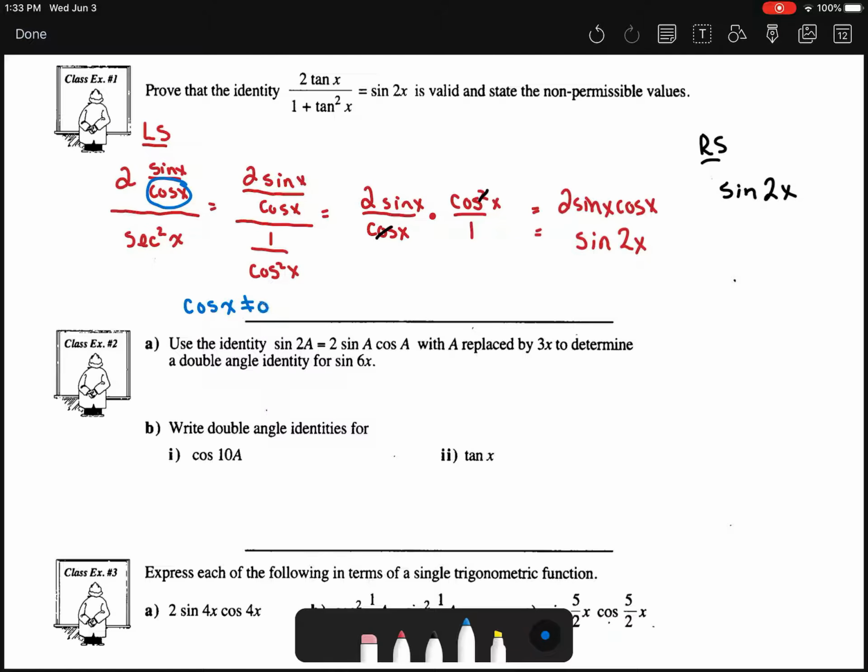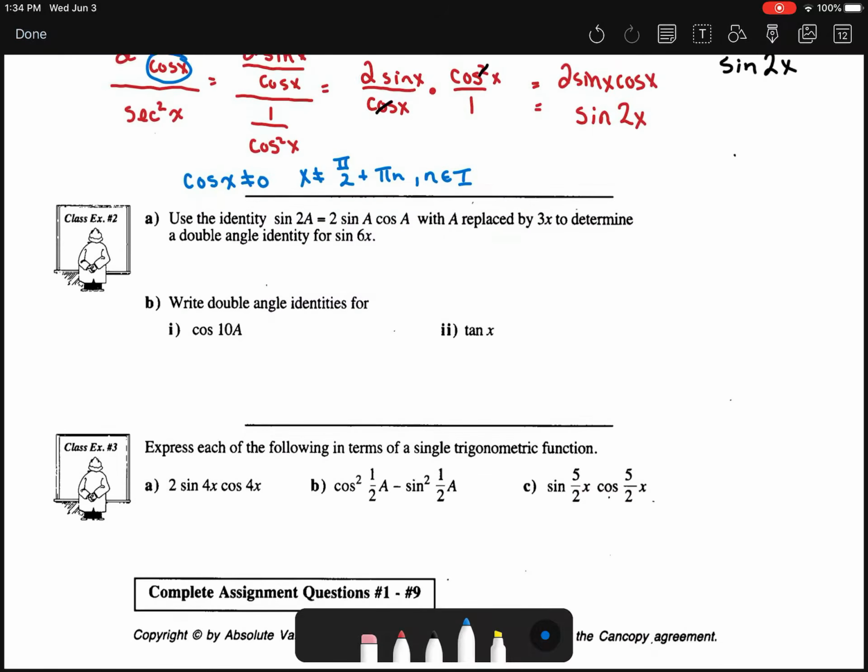So I cannot have cos of x equals 0, which would mean x cannot be equal to pi over 2 plus pi n. Remember, that is our expression when we are dealing with cosine. When we're worried about cosine equaling 0, there's the expression: pi over 2, and then every pi radians, or in degrees, it would be 90 degrees plus every 180 degrees, if you were thinking about it in degrees.